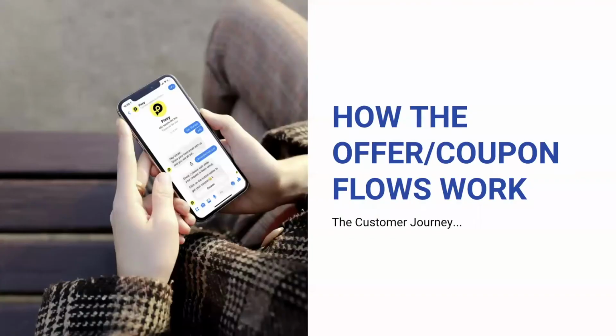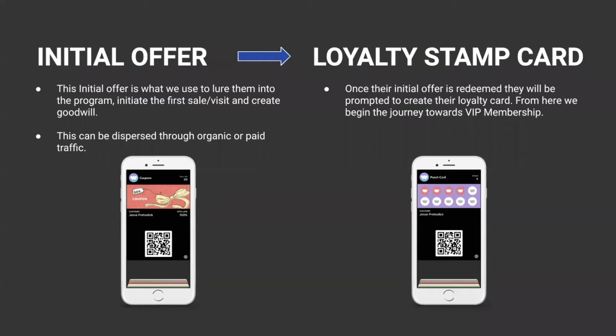So let's head over to how the coupon works, or how the offer flow works. This is basically the start of the customer journey. Like I said, we give them the initial offer to get people through the door and lure them into the program. It initiates the first sale or first visit, and will create goodwill with this potential customer of yours as well. Now, this can be dispersed through both organic and paid traffic, so you don't have to run paid ads for this strategy. If you're someone that wants to just grow organically within your business, then you can do that completely for free. And I'll show you how you can do that also inside of this video.